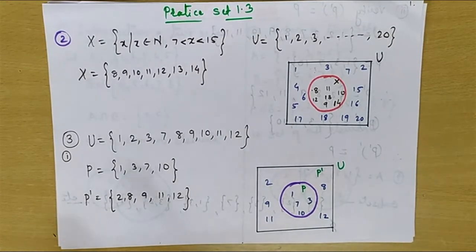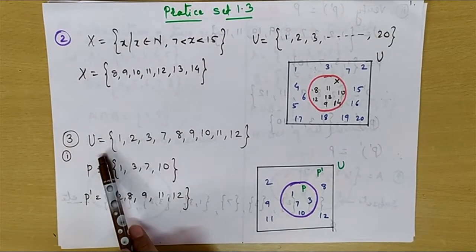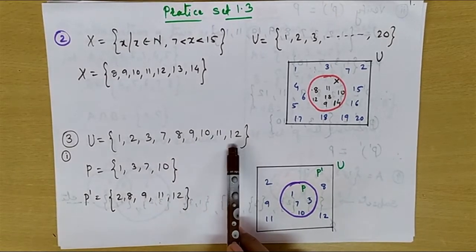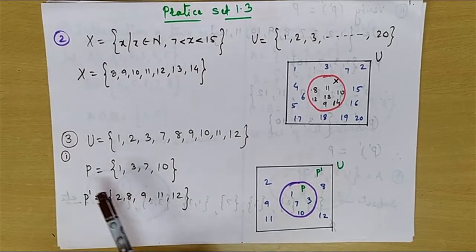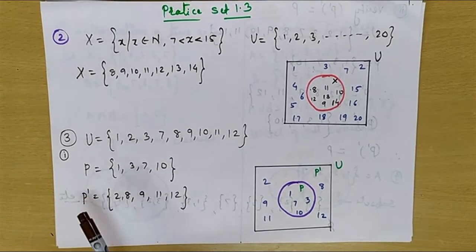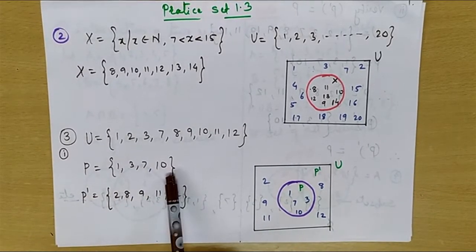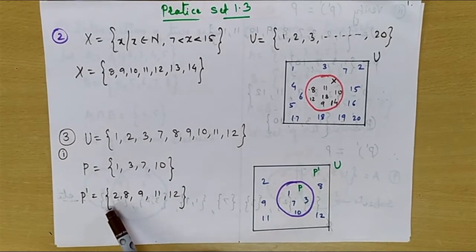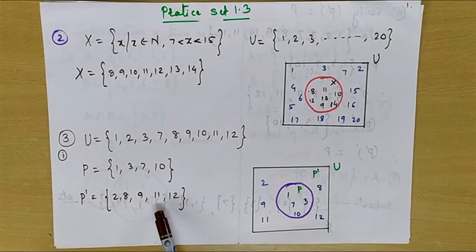Okay. Now see the third example where universal set is 1, 2, 3, 7, 8, 9, 10, 11 and 12. P set is 1, 3, 7 and 10. P complement will be: exclude these elements from the universal set and write the remaining elements. So it will be 2, 8, 9, 11, 12.